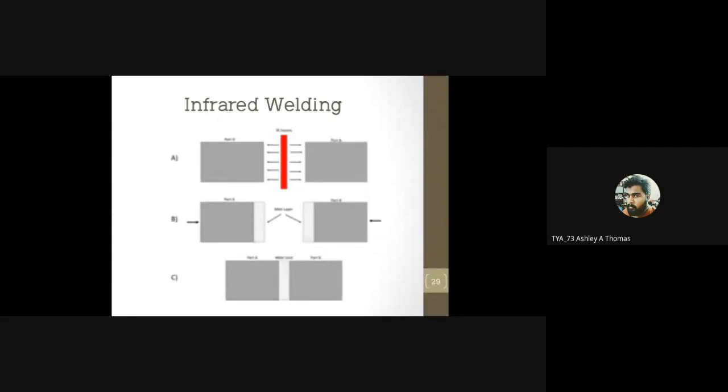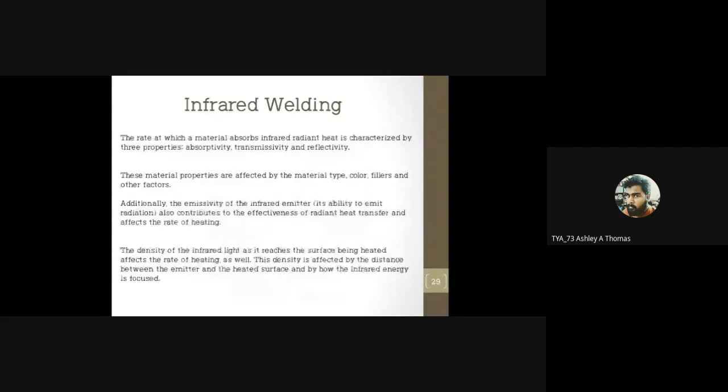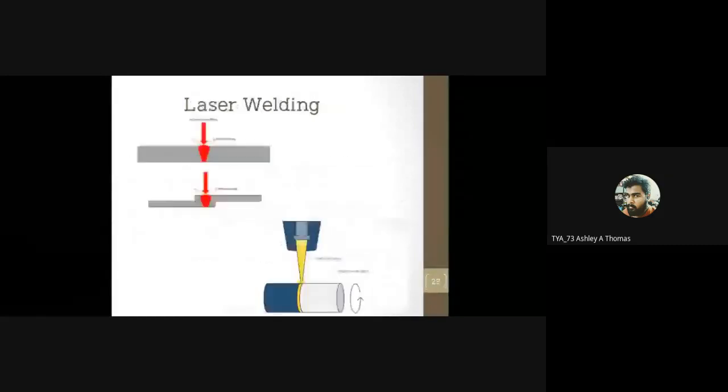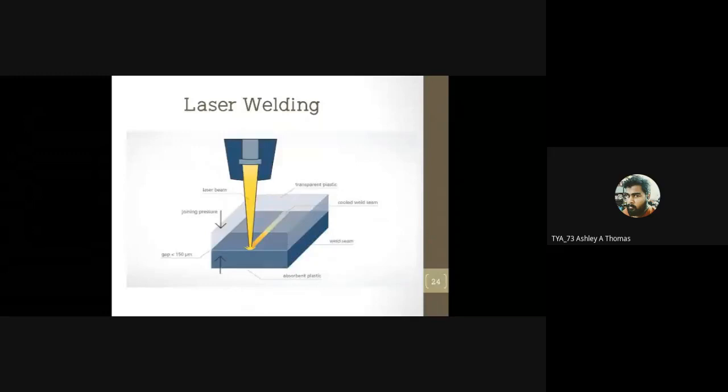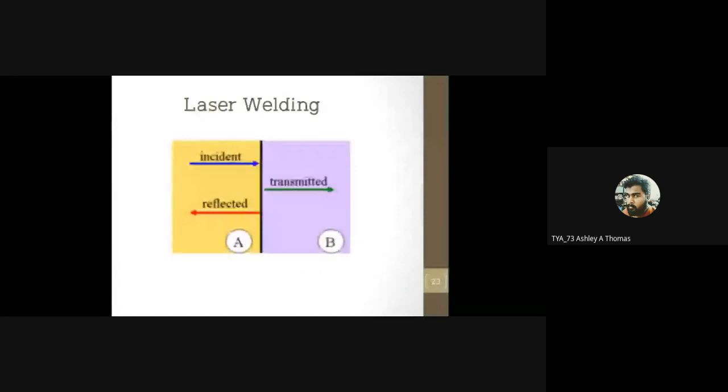Heat is generated out of three parameters: absorptivity, transmittivity, reflectivity. Same thing is happening in case of laser welding also. Localized heating is possible, no extra heating is happening, so there is less burr. Strong and clean joints are possible by using laser welding. Again it depends on the absorptivity, reflectivity and transmittivity of the rays.